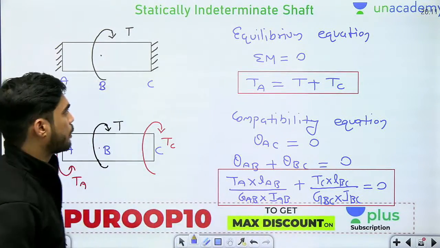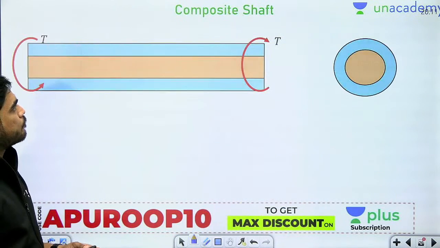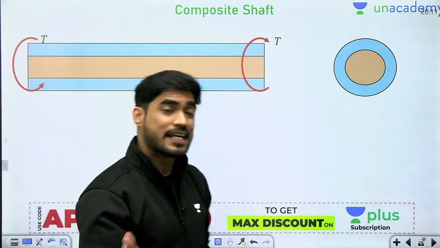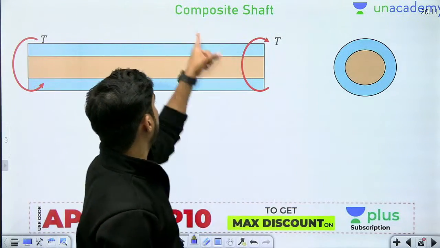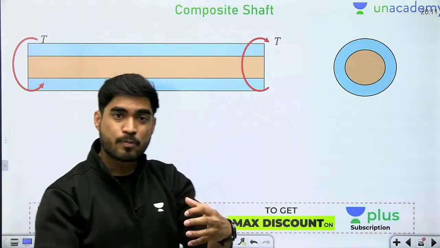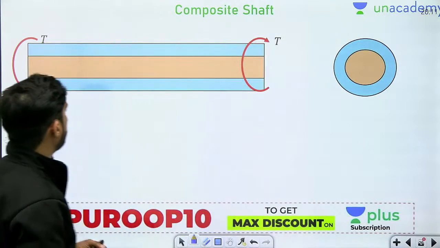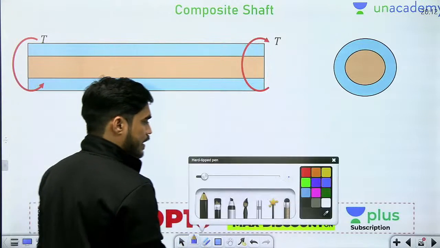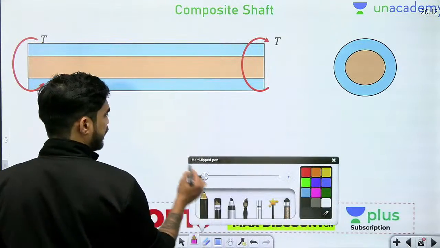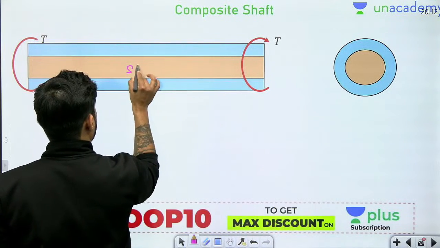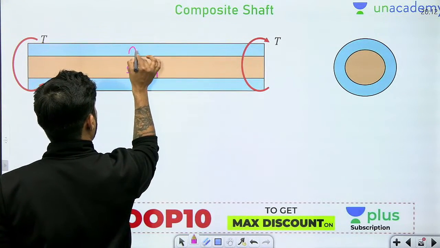Okay, let's go. Now beta, next is composite shaft. Now a composite shaft is itself a statically indeterminate shaft. And what do we mean by composite? Composite means made of different materials. So let's say we have a shaft which is made of steel and aluminum.